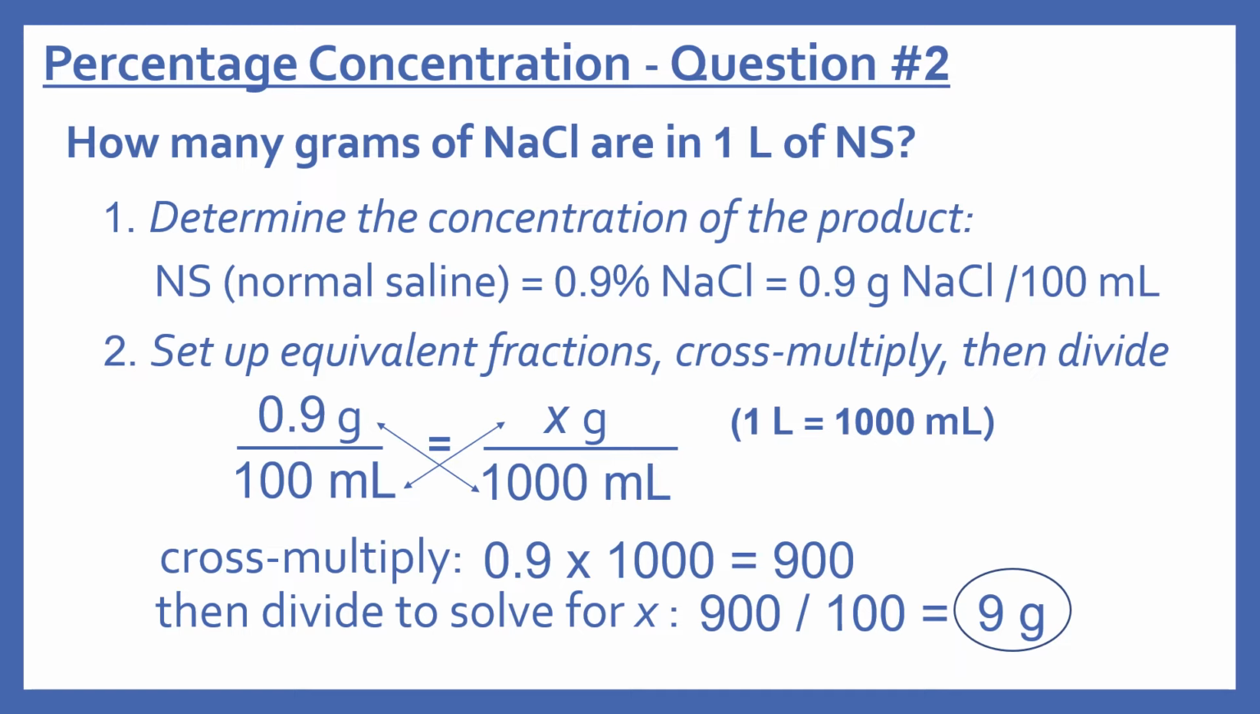So we have 0.9 grams times, or 0.9 times 1,000, and that equals 900. Then we will divide to solve for X. So 900 divided by 100 equals 9 grams. So there are 9 grams of NaCl in 1 liter of normal saline.